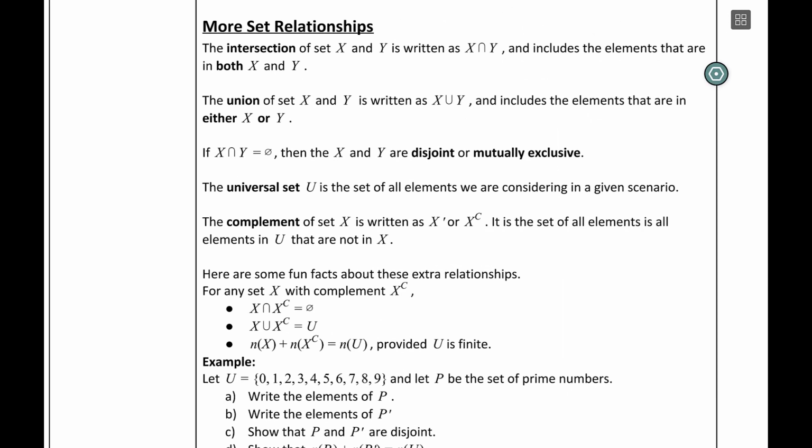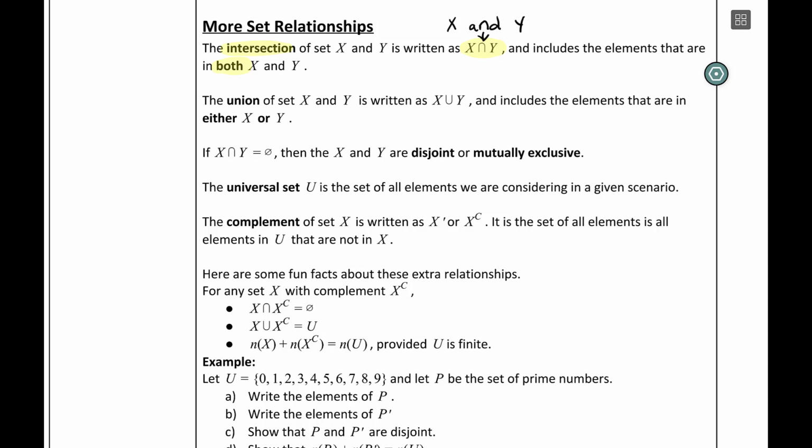Let's finish up this lesson by looking at some more set relationships. The first one is intersection, otherwise known as AND. The set of X and Y is written with this kind of cap symbol here. I always remember that this is intersection, because to me that kind of looks like an N, and I say X and Y, that's how I read it. So it includes the elements that are in both X and Y. They have to be inside of them simultaneously, okay?